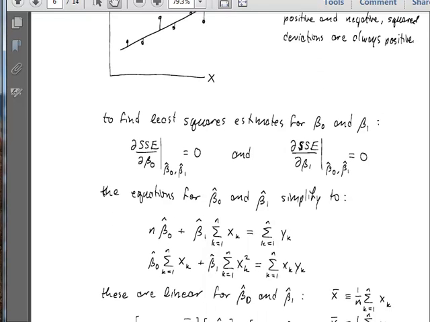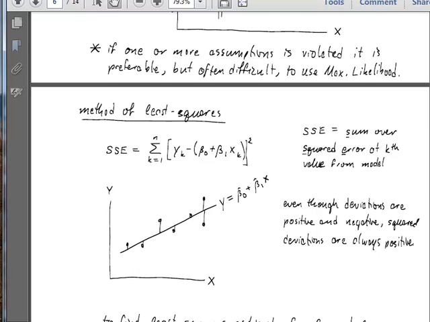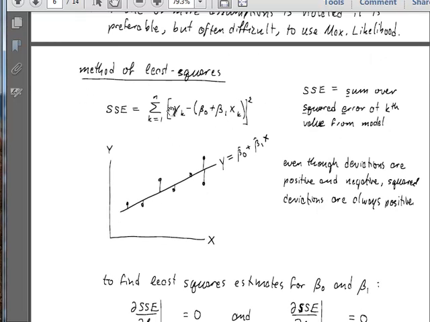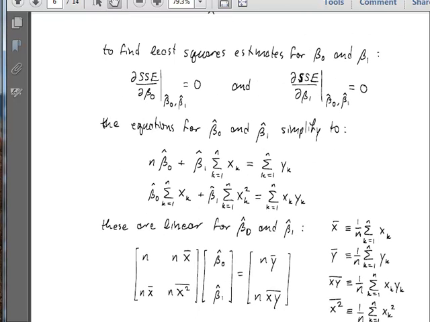Okay, so now we can write down the equations for these coefficients, beta 0 and beta 1. Let me return for just a moment to this. You notice that this big ugly thing is actually just a polynomial when you look at it in terms of beta 0 and beta 1. Specifically, it's a second order polynomial in those two variables. So those derivatives turn out to be pretty easy to do.